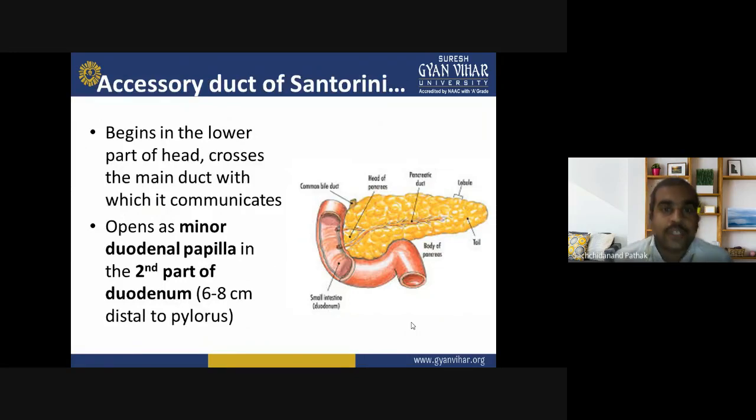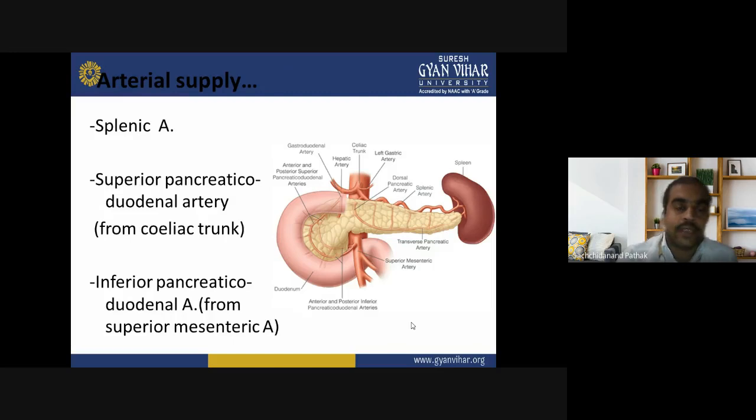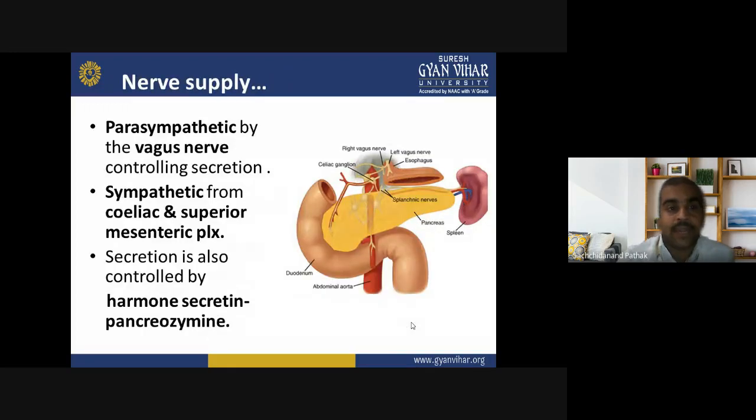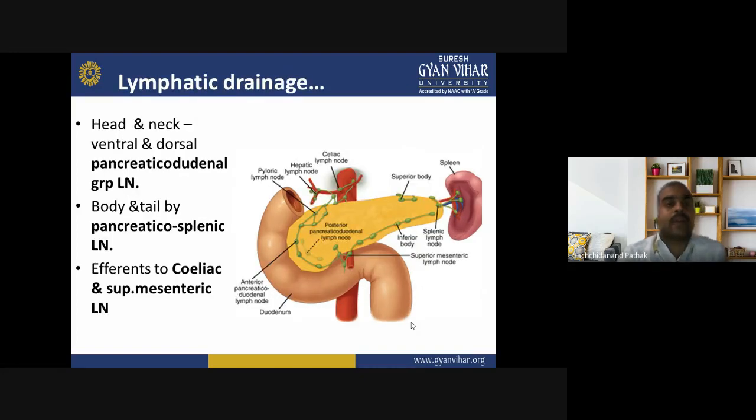And the accessory duct of Santorini begins in the lower part of the head, crosses the main duct with which it communicates, and opens as a minor duodenal papilla in the second part of the duodenum. Arterial supply: splenic artery, superior pancreaticoduodenal artery. Then venous drainage will be here. Nerve supply: parasympathetic vagus nerve, sympathetic coeliac and superior mesenteric plexus, and the hormone secreting pancreozymin. Lymphatic drainage will be there.